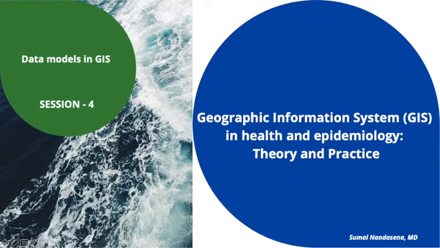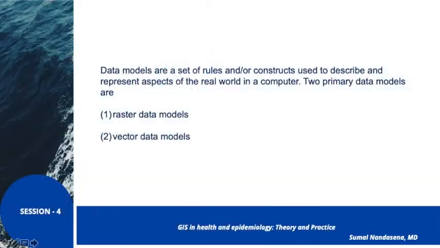Data models in GIS. Data models are a set of rules and/or constructs used to describe and represent aspects of the real world in a computer. There are two primary data models: the raster data model and the vector data model.